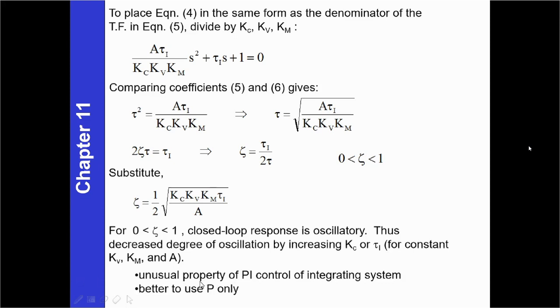In this case, it can be considered an unusual property of proportional integral control of an integrating system. So we have closed loop 1, closed loop 2, even closed loop 3 or 4 or more. So what's the integrating system? In this case, we can say that we are better off using P only, the proportional only.